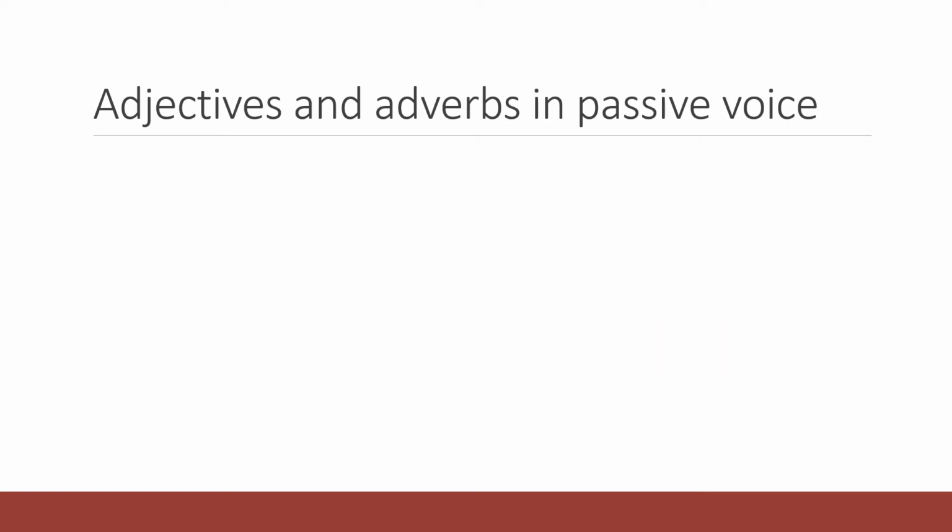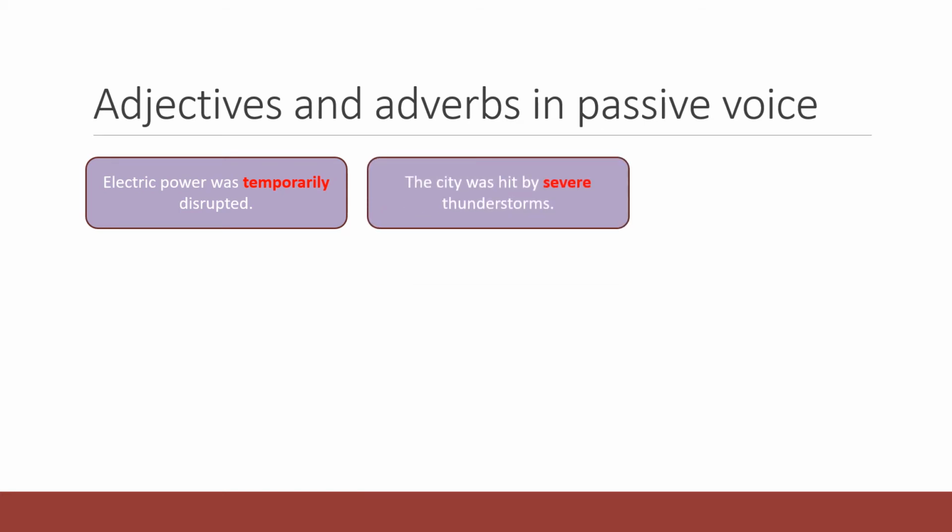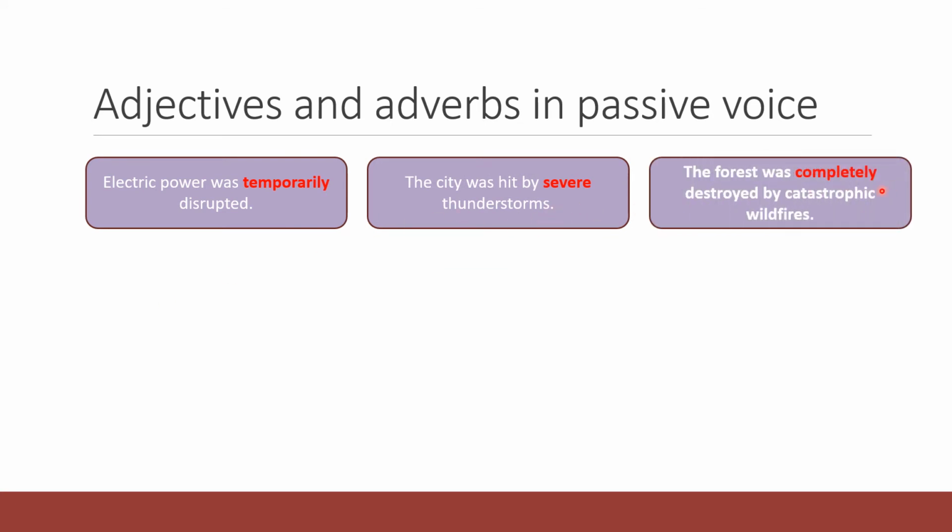Adjectives and adverbs in passive voice. Let's check some examples first. Electric power was temporarily disrupted. The city was hit by severe thunderstorm. And the forest was completely destroyed by catastrophic wildfires. In this case, temporarily, it's an adverb. You know that adverbs end in ly, and they go before the verb in this case.